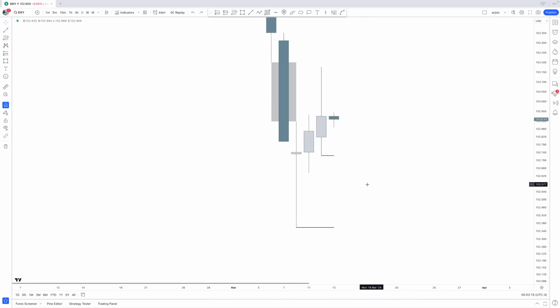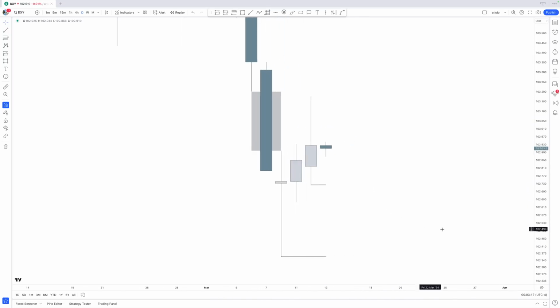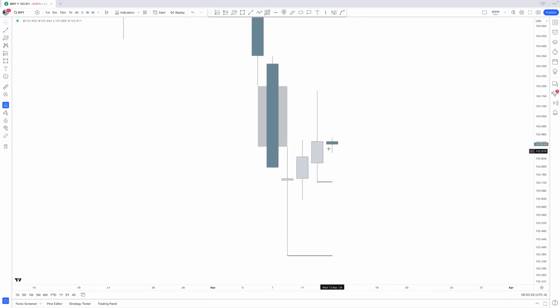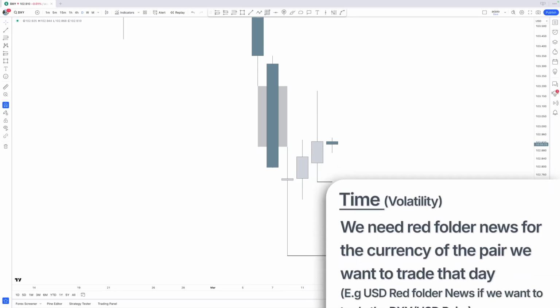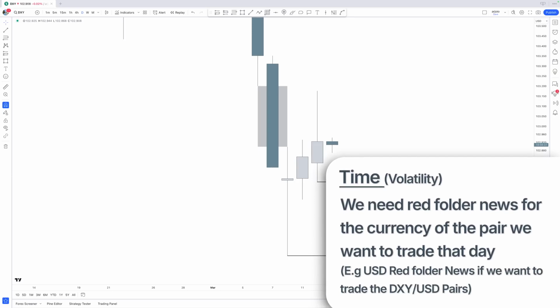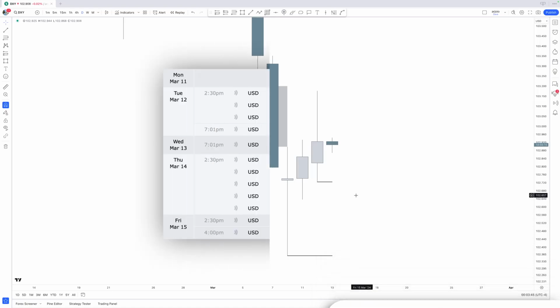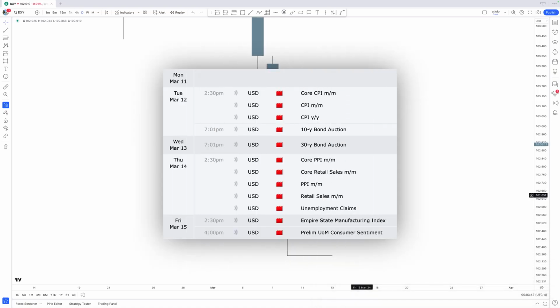But now it's also quite important to understand which day can actually be responsible for us to push lower, to continue lower. And that is where we need to understand volatility, which is also known as time. We need to trade at the right time in the market. If we want to know if a day itself will be volatile enough for price to push lower and to actually continue lower off of that, then here, if we are looking at the dollar, DXY, the US dollar, then we want to look at US dollar red folder news.